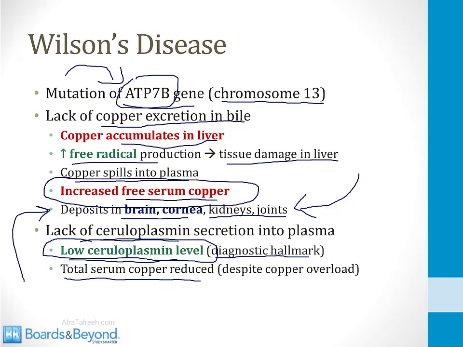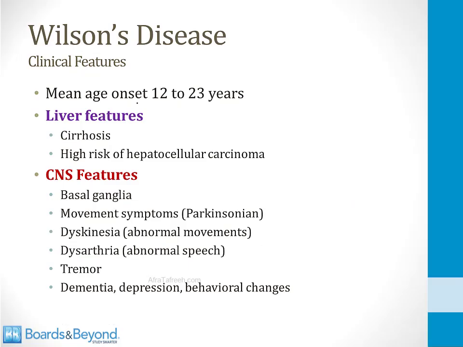and that's what leads to many of the manifestations of Wilson's disease. Even though you're born with this condition, it takes years for the copper accumulation and organ damage to occur, so the mean age of symptom onset is 12 to 23 years old. So in a board question, this is going to be a relatively young patient. In the liver, the features are due to cirrhosis, and in addition, these patients have a high risk of progression to hepatocellular carcinoma. They're often screened for development of hepatocellular carcinoma.